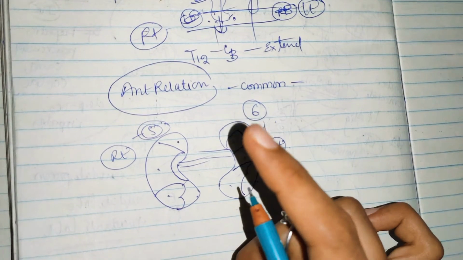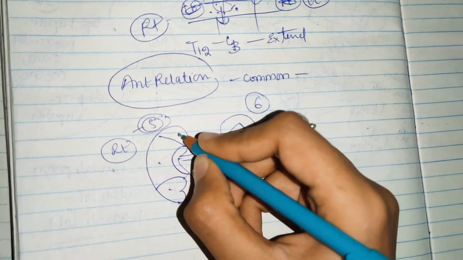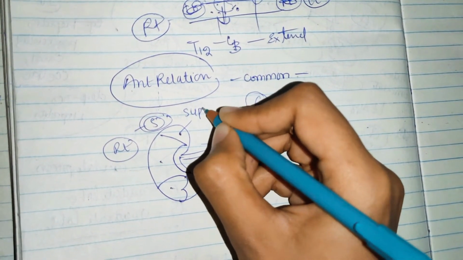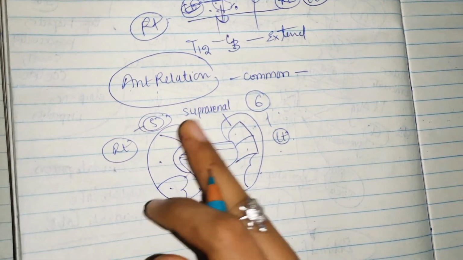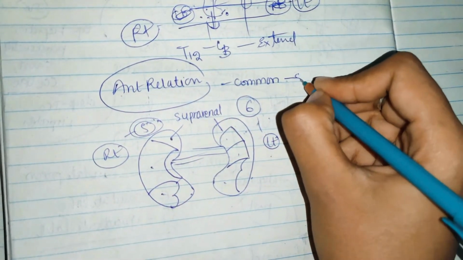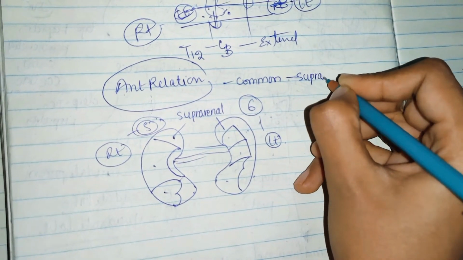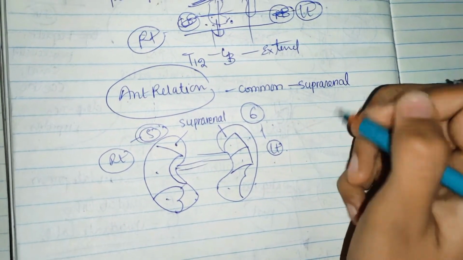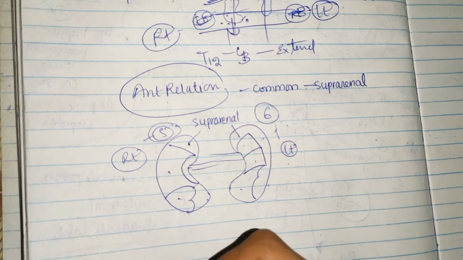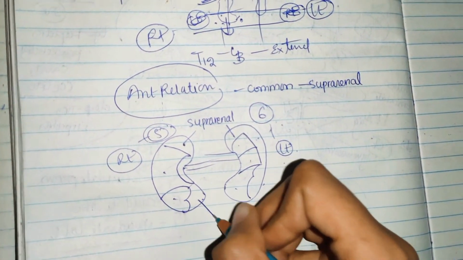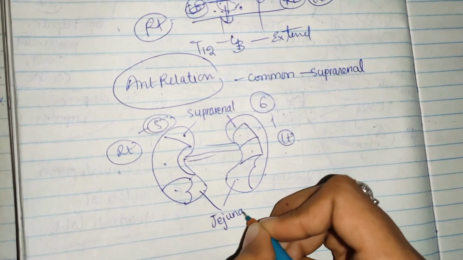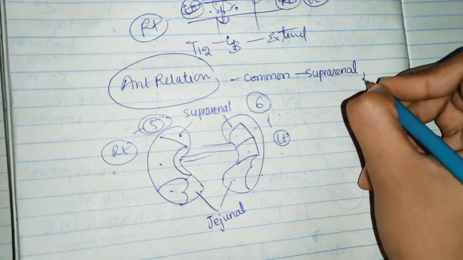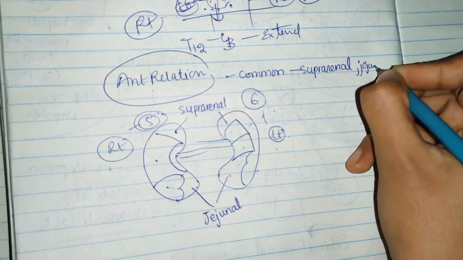So first one which is common is the suprarenal area. Okay, suprarenal area. So this is common both in right side and left side. So let us write here suprarenal. This is common. And next thing which is common is here. This is the jejunal area. Okay. So this is also common in both kidney.